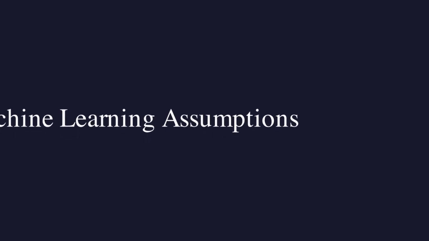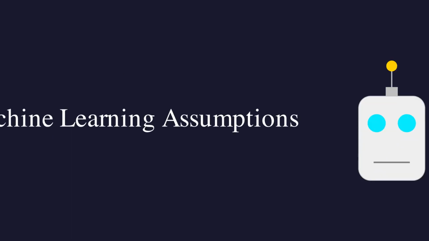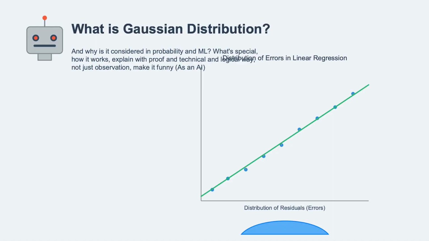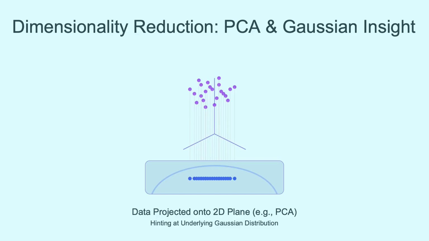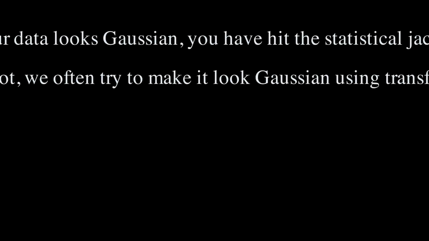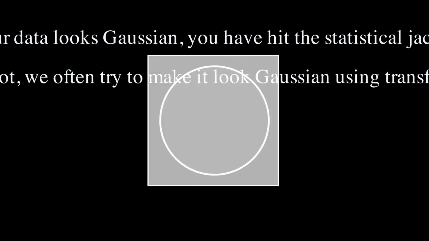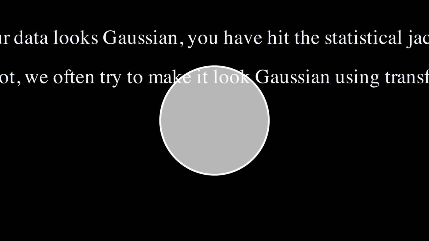3. Machine learning assumptions. Many machine learning algorithms either explicitly assume normally distributed data. Linear regression assumes that the errors, the difference between predicted and actual values, are normally distributed. Naive Bayes classifiers often assume features are conditionally independent and Gaussian distributed within each class. Dimensionality reduction, for example, PCA: data that is approximately Gaussian can be handled more effectively by these techniques. Generative models. The Gaussian is often used as a building block for generating new data samples that resemble the original distribution. If your data looks Gaussian, you have hit the statistical jackpot. If it does not, we often try to make it look Gaussian using transformations.